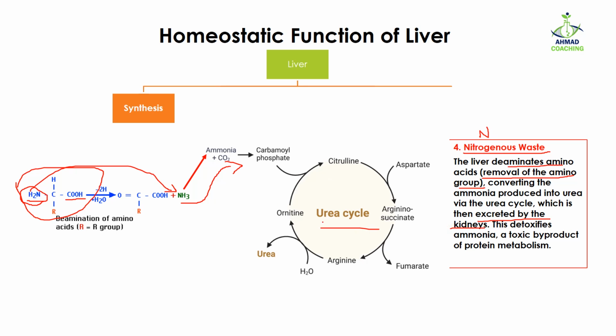In the urea cycle, urea is formed, and this urea is excreted out of the body with the help of the kidney. This detoxifies ammonia, a toxic byproduct of protein metabolism.